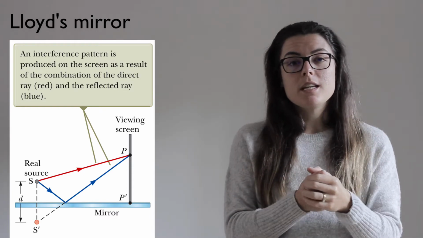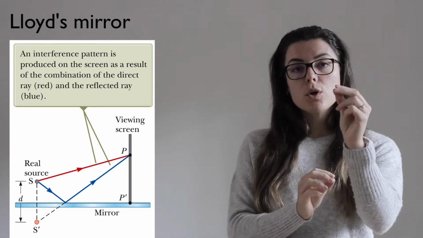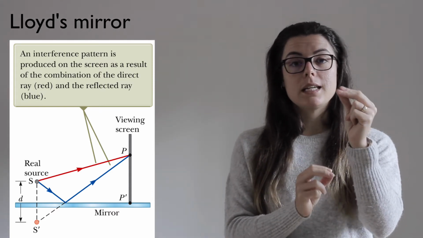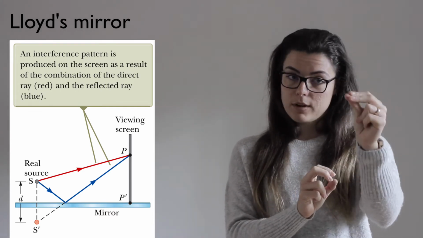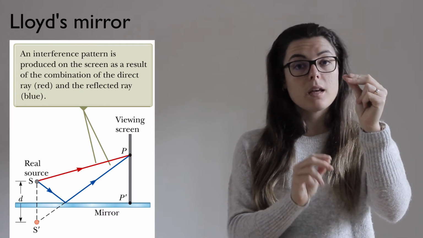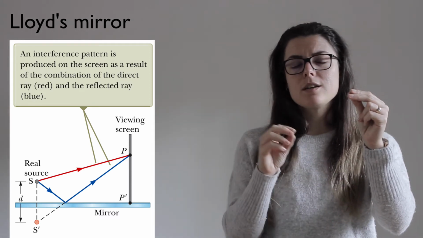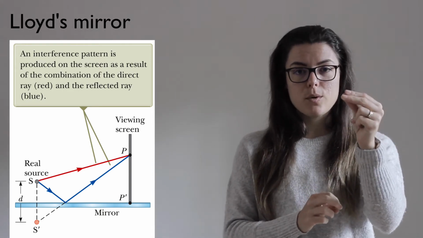Now, this arrangement, due to the fact that we have a mirror and we can trace the rays back, we can think of this as a double slit experiment. We have two sources, but one of them is real and one of them is virtual. It's due to the fact that we have the mirror there. So one you can think of as the reflection of our original source, our real source.